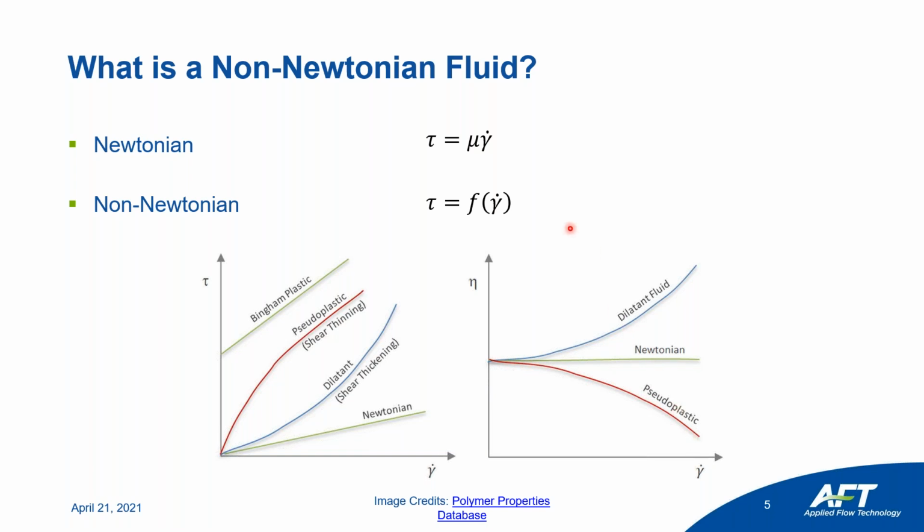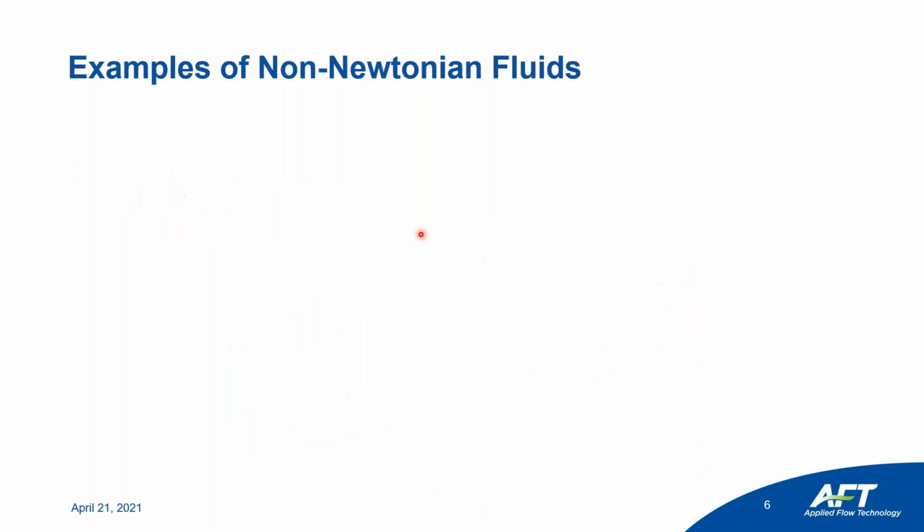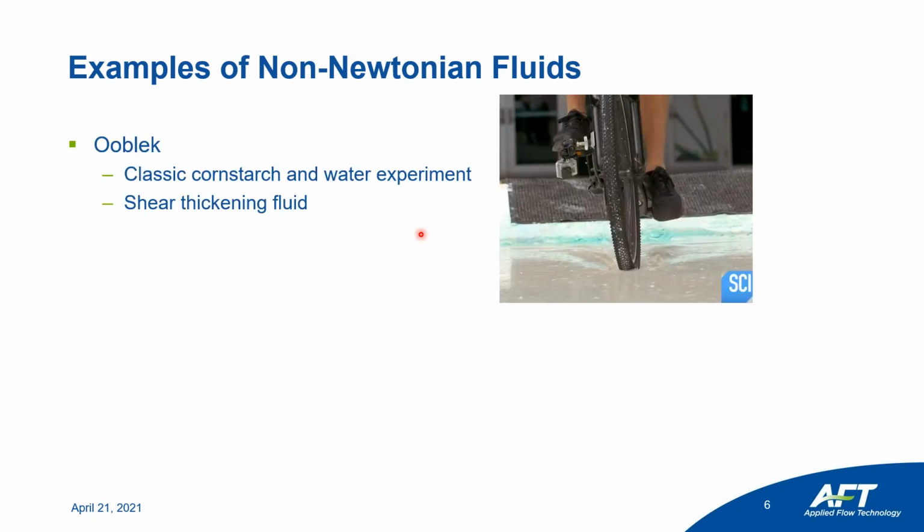So to succinctly define what a non-Newtonian fluid is, we can say that a Newtonian fluid is a fluid with a constant viscosity, while a non-Newtonian fluid is a fluid with a non-constant viscosity. As overwhelming as the topic of non-Newtonian fluids may seem, really it just boils down to this: a non-Newtonian fluid is a fluid with a non-constant viscosity. So with that in mind, let's go ahead and take a look at a few different examples of non-Newtonian fluids.